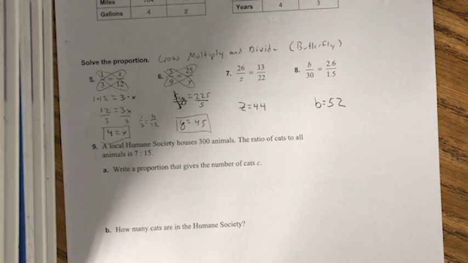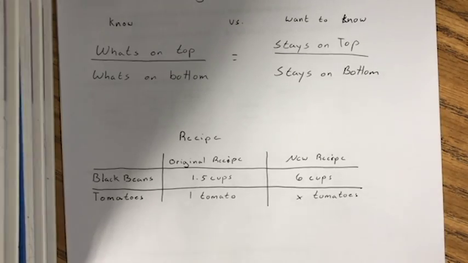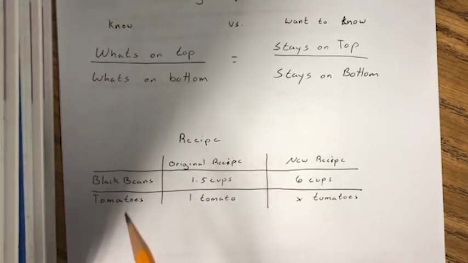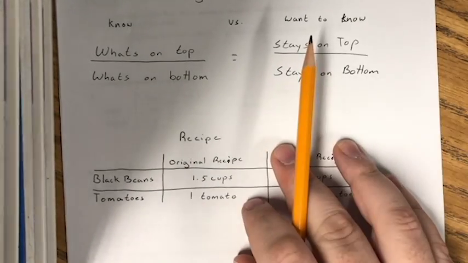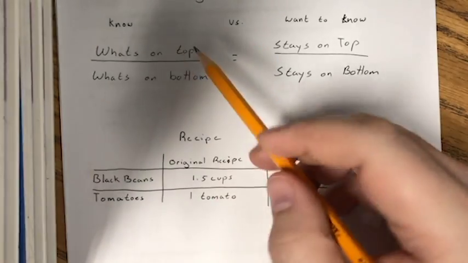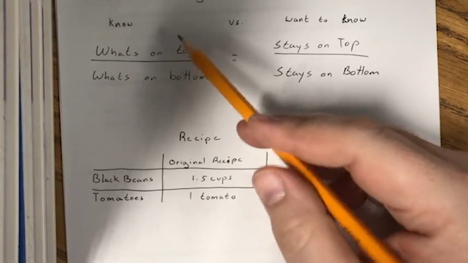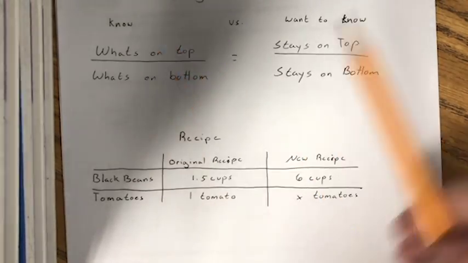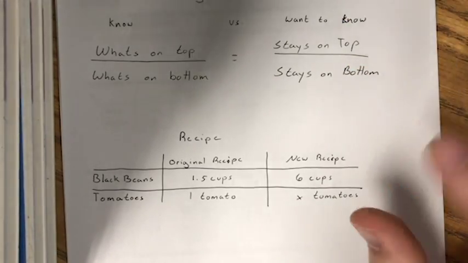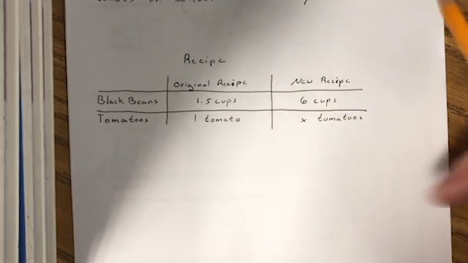Let's get to something a little bit more complicated, which we call word problems. All right, so I told you in a previous video that the best thing for you to remember when it comes to proportion is this concept: what's on top stays on top, and what's on bottom stays on bottom. And there's another little piece to this that will help you out: this side right here, what's on top and what's on bottom, is what you know. And this side over here is what you want to know. So let's go through a word problem here.